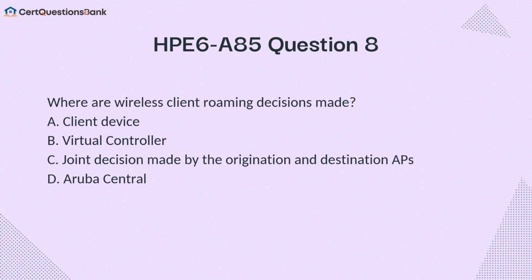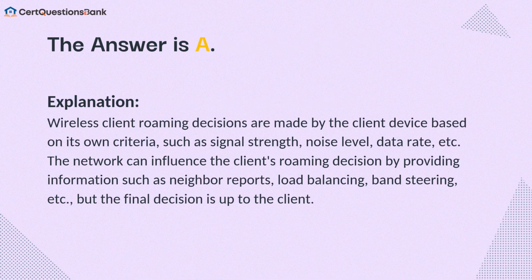Where are wireless client roaming decisions made? A. Client device. B. Virtual controller. C. Joint decision made by the origination and destination APs. D. Aruba Central. The answer is A.